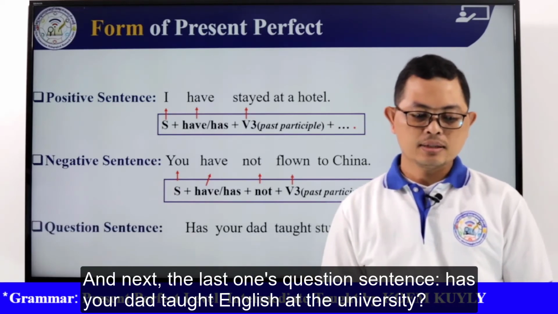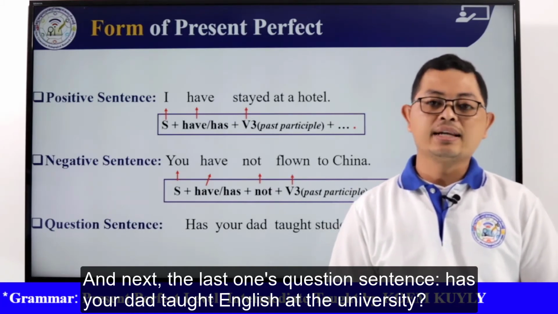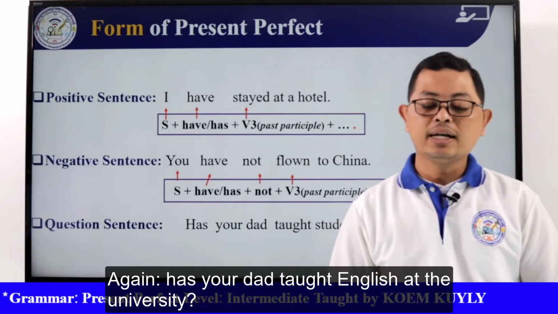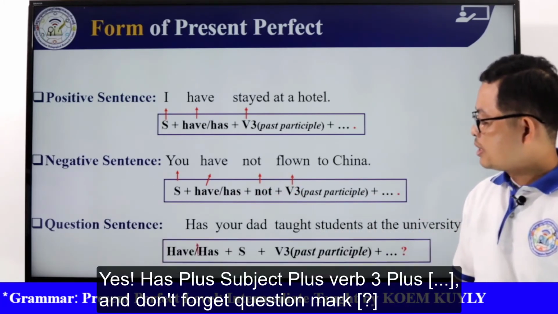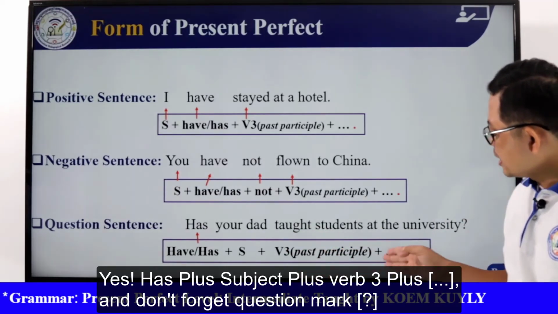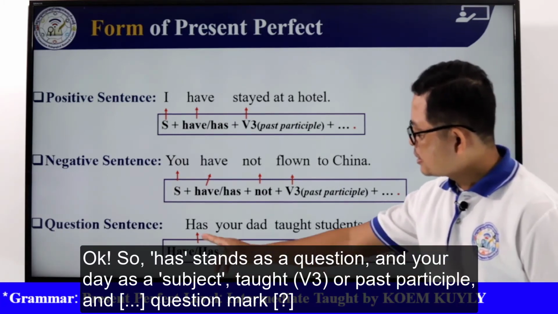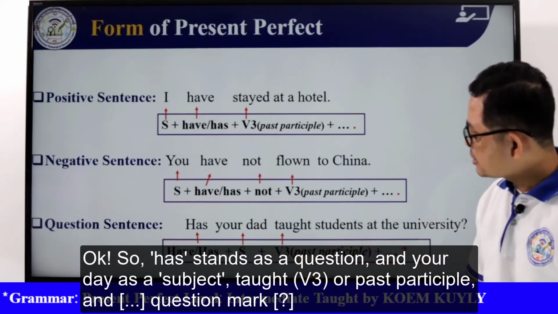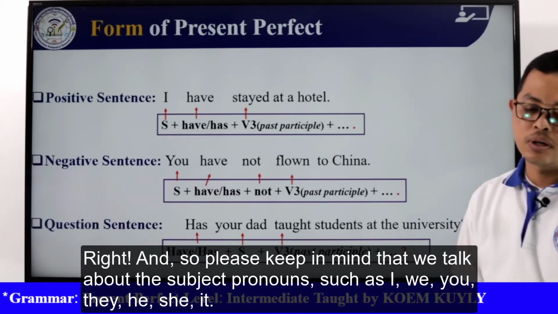Okay, and next, the last one, question sentence. Has your dad taught English at the university? Again, has your dad taught English at the university? Okay, so let's tell me the form of it. Has plus subject plus verb 3 plus blah blah blah, and don't forget the question mark. So has stands as the auxiliary, your dad as the subject, taught as verb 3 or past participle, and blah blah, question mark.